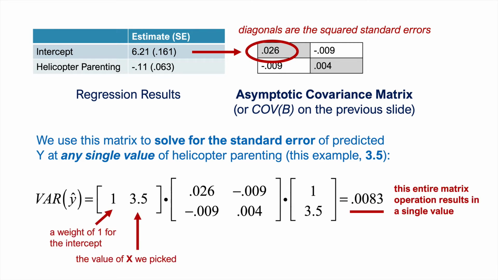There's the value of x. This entire matrix operation, if I multiply all 3 of these blocks together, I'm going to get a single value. This sequence will reduce to a single value, 0.0083 in this case. And if I take the square root of that value, I'm going to have a standard error. So this calculation gives me a variance, and the square root of my variance will give me a standard error. So 0.091 is the value that we're going to carry over into the next slide to make a plot.